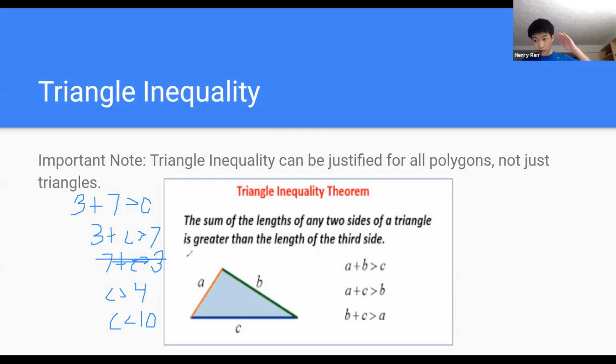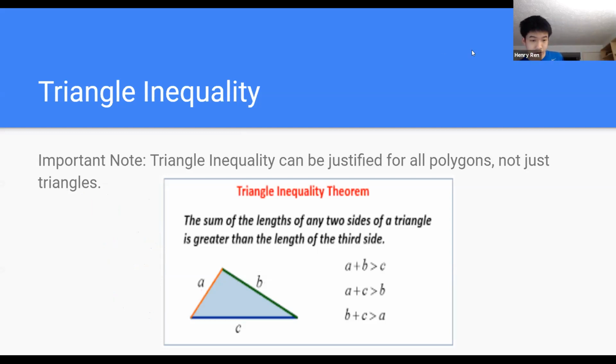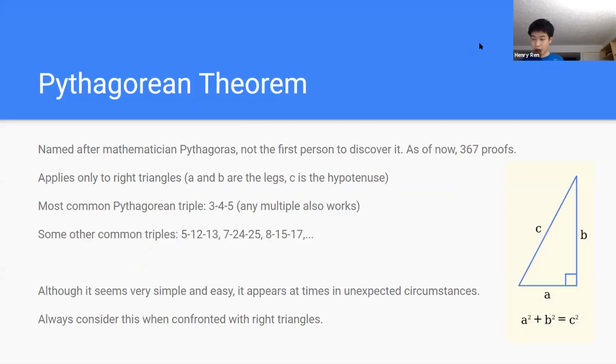This also applies for all other polygons. So if I were to give you a quadrilateral, 3 sides have to add up to more than the fourth side, and so on. All right, Pythagorean theorem.